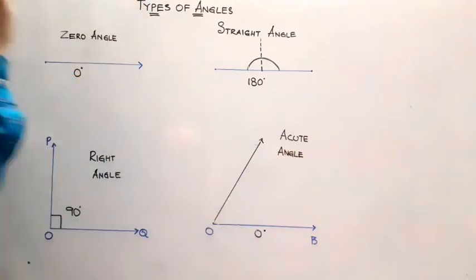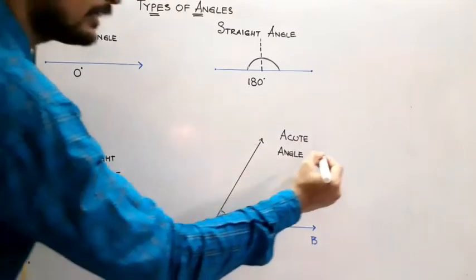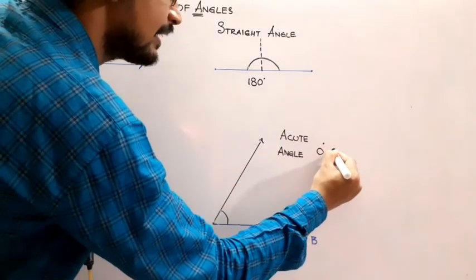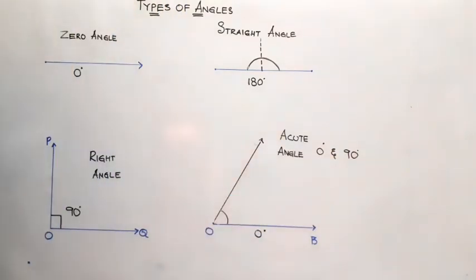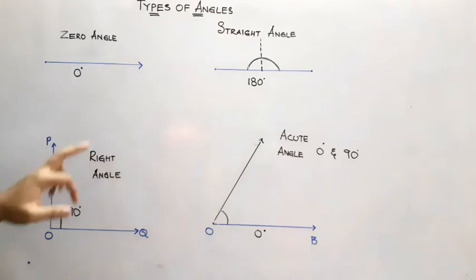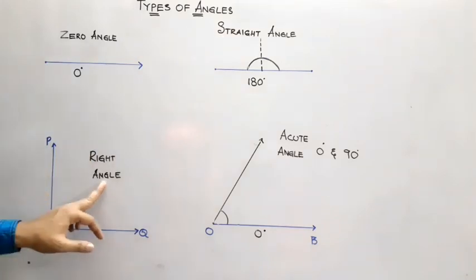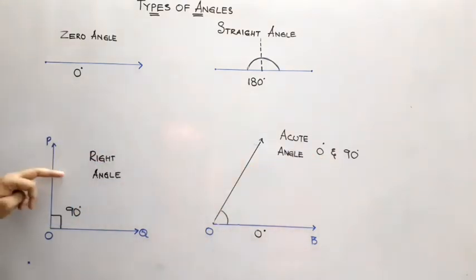Acute angle. Hope you are understanding, children. When an angle falls between 0 degrees and 90 degrees, that means it will be greater than 0 and less than 90. Such angles we call acute angles. I am repeating again. If an angle measures 0 degrees, 0 angle. If an angle measures 180 degrees, straight angle. If an angle measures 90 degrees, right angle. If an angle measures between 0 and 90, such angles we call acute angles.